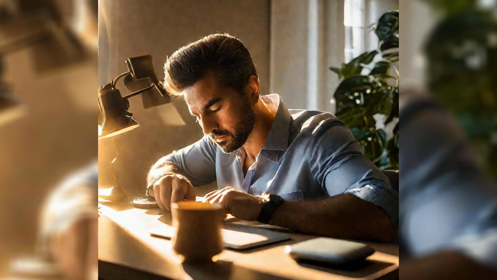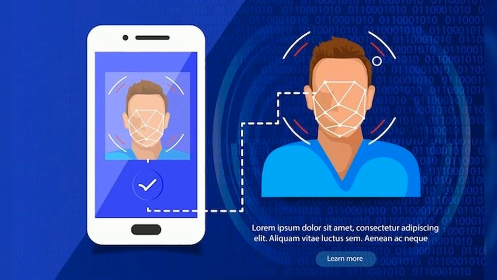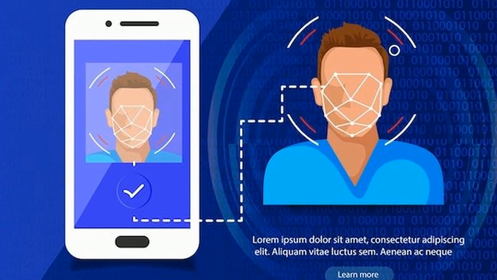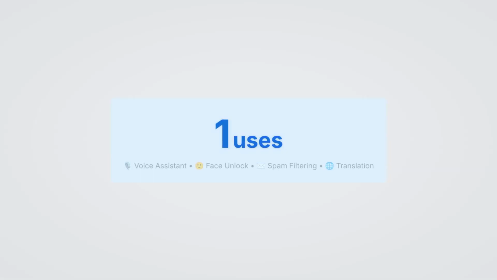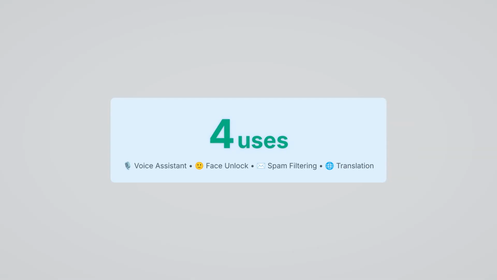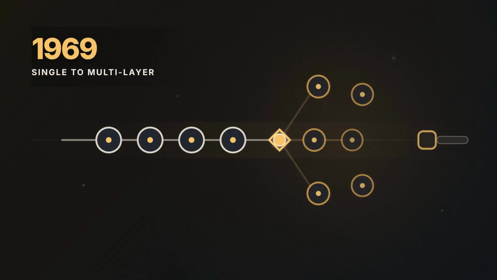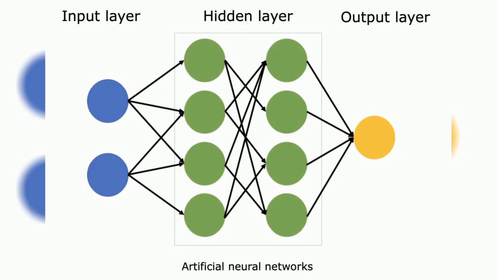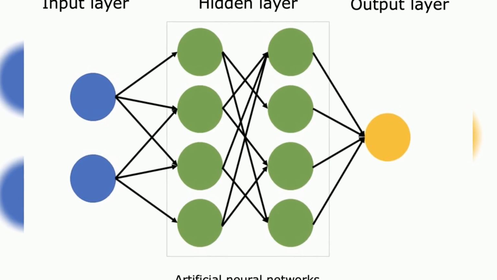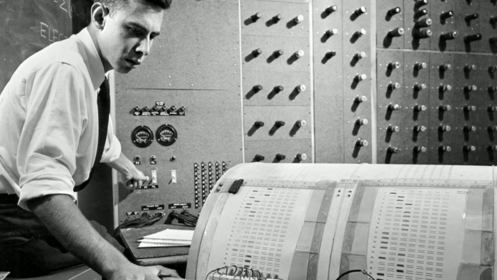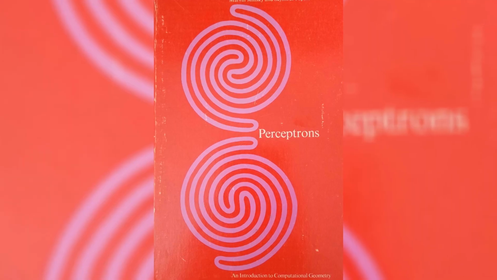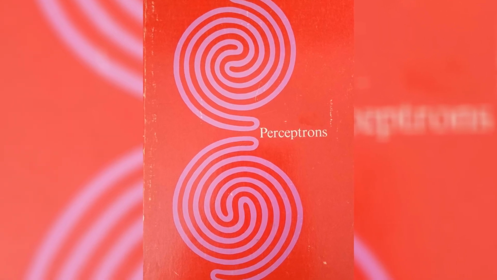And this is where it connects to you, specifically. Every time you ask a voice assistant a question, every time your phone recognizes your face, every time an email gets sorted into spam, every time a translation appears on your screen, that is layers of monkeys passing weighted assessments to each other through a structure that was nearly abandoned in 1969 because 2 researchers at MIT wrote a book proving the limitations of a single-layer version of the idea.